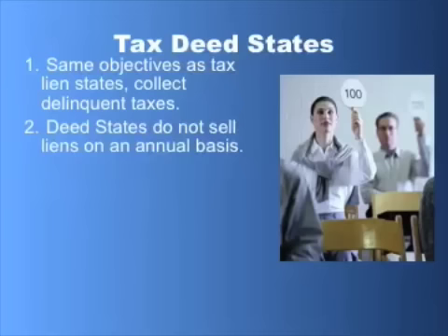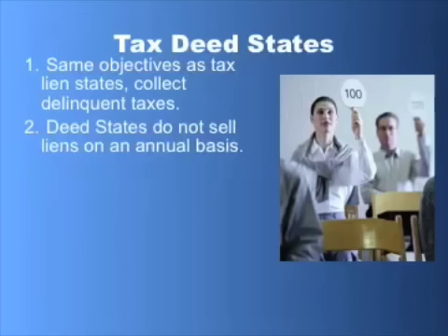Rather than holding an annual sale where they sell 1 year's worth of delinquent property taxes at a time to investors, tax deed states do things a little differently. What they'll do is they will begin the redemption period when an individual is late paying their property taxes. So instead of issuing a separate lien that they're going to sell every single year, they simply start the clock on the redemption period that that property owner has.